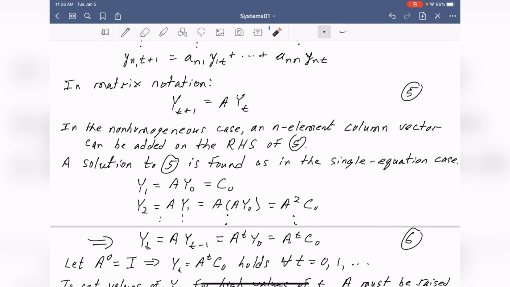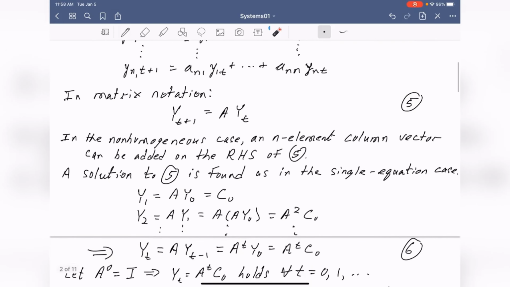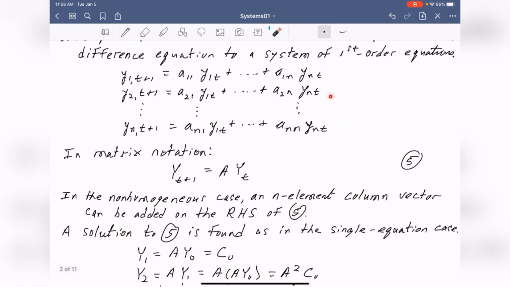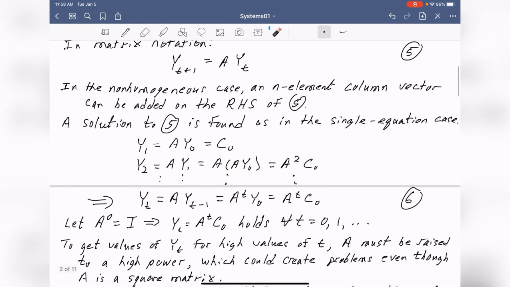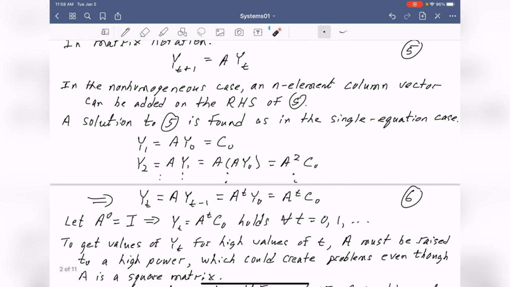In the non-homogeneous case, an n-element column vector can be added to the right-hand side of equation 5. So if we had a K, let's say, which is a column vector of n elements of right-hand side values, we'd add that K at the end here. But that really doesn't change the solution procedure.